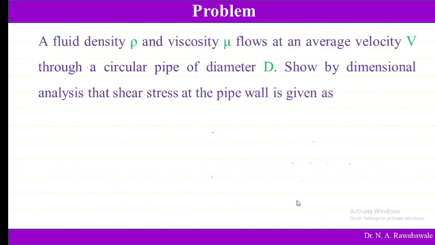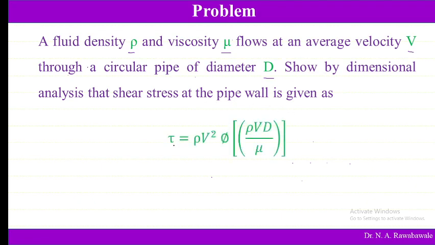Now coming to the next problem. Here fluid of density rho and viscosity mu flows at an average velocity v through a circular pipe of diameter d. Show by dimensional analysis that shear stress at the pipe wall is given as tau is equal to rho v square times a function of rho v d divided by mu.